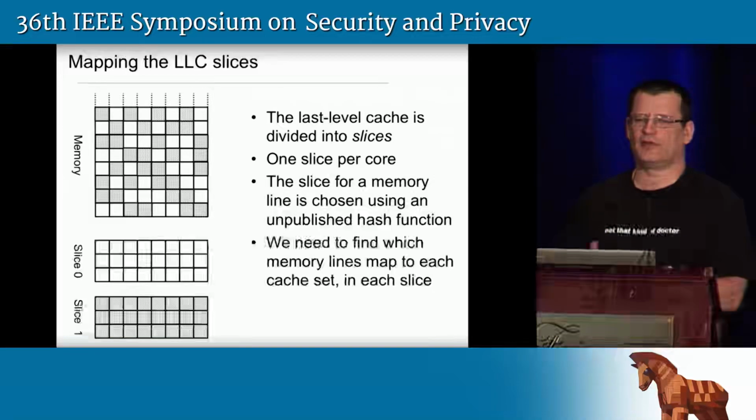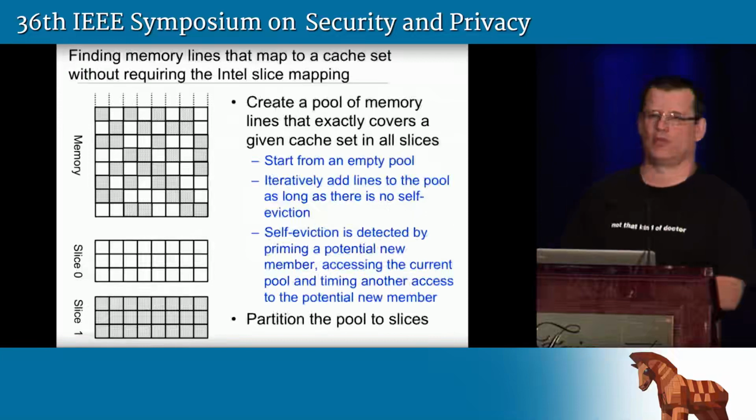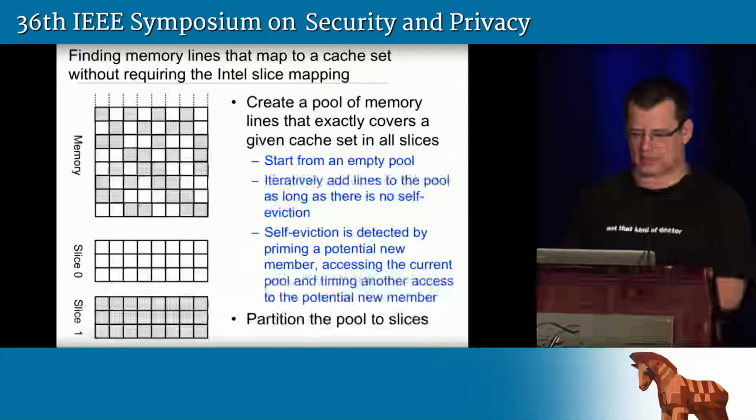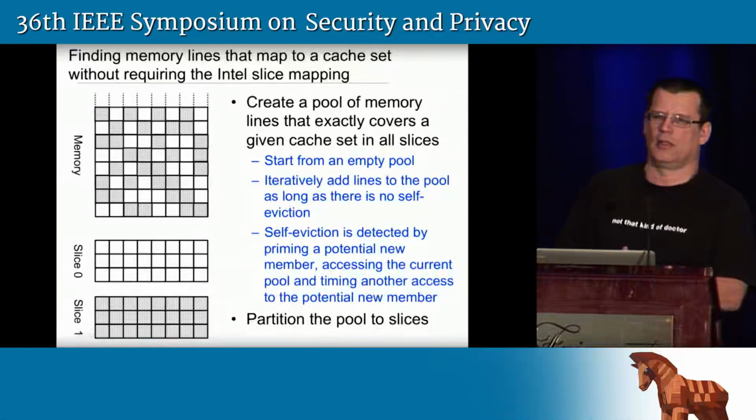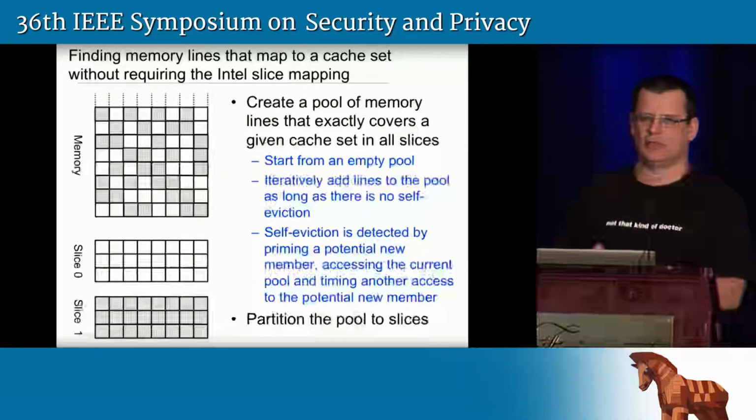For the attack to be effective, we need to find memory lines that go to the same cache set in a specific slice. The way we do it is we build a pool of memory lines that exactly cover a single cache set over all the slices, and we do it iteratively. We start with an empty pool, and then we pick a candidate and try to see if we can add it to the pool without overflowing one of the slices.